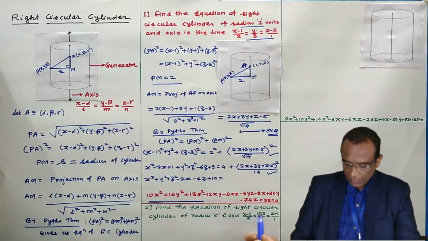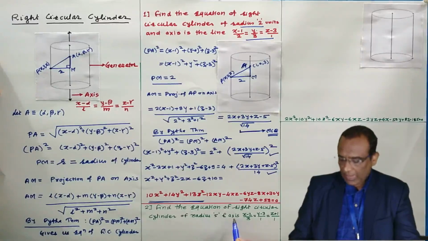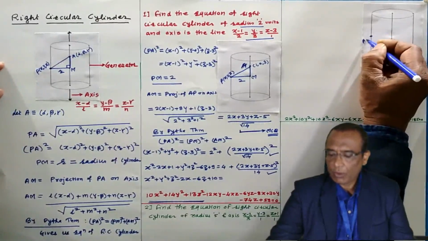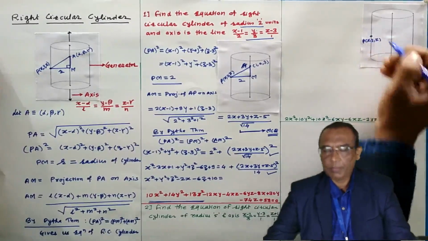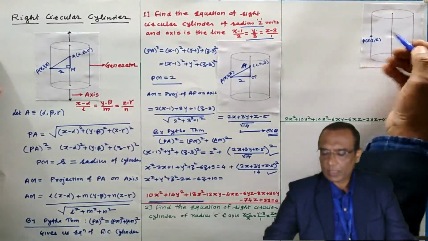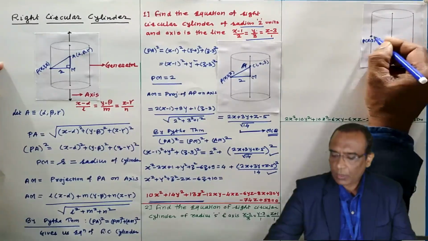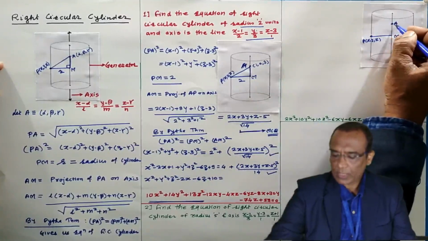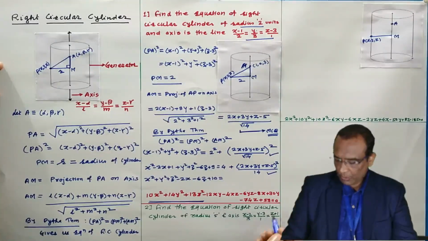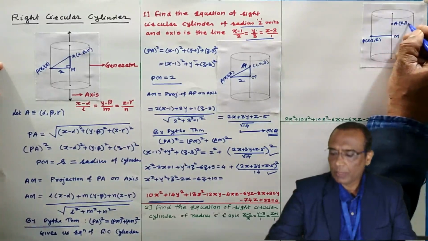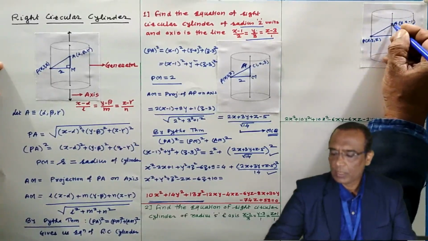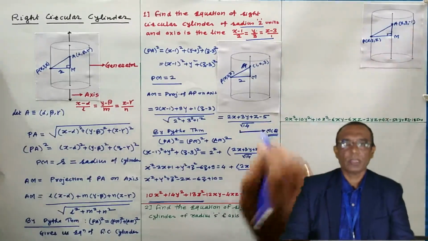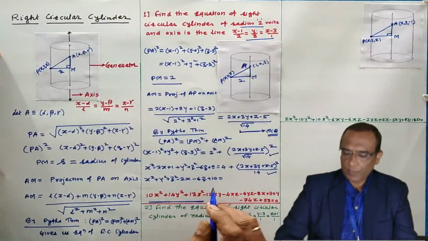Find the equation of the right circular cylinder of radius 5, and the axis is given to you. Let P (x, y, z) be any point on the generator, drop a perpendicular to the axis, and this is M. A is the point on the axis, and the coordinates of A are 2, 3, minus 1. Join these two points, then join this one. Triangle APM is a right angle triangle. Use Pythagoras theorem and get the equation of the right circular cylinder.